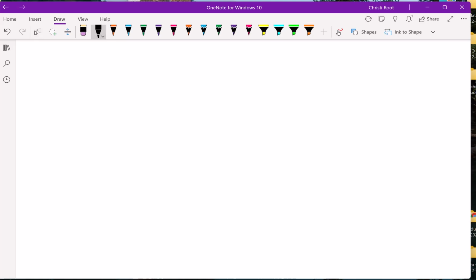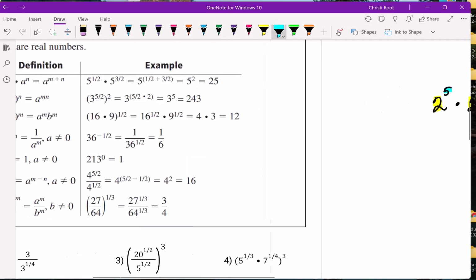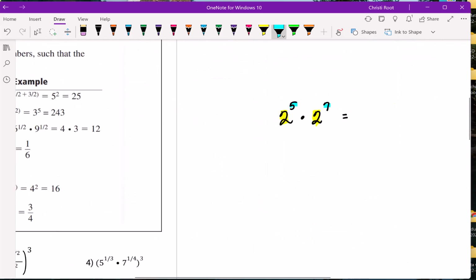Okay, so the first one's going to be 2 to the power of 5 times 2 to the power of 7. We want to do this without our calculator, okay? There's a way that we can simplify that. Now, if you look at your notes, there is a rule that says if you have the same base, in this case it's 2, and you're multiplying, and they have exponents, what do you do with your exponents? We add them, okay? This is actually your first rule. It's called the product of powers.